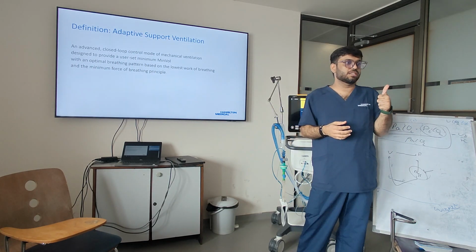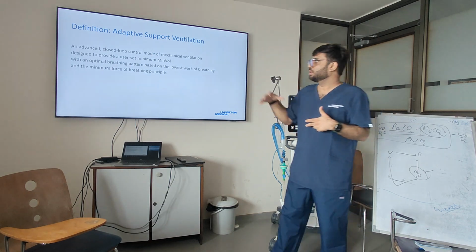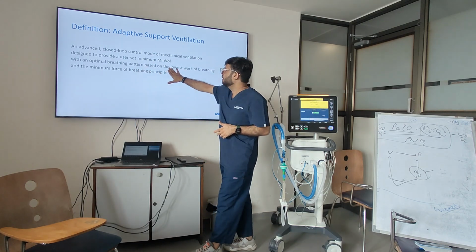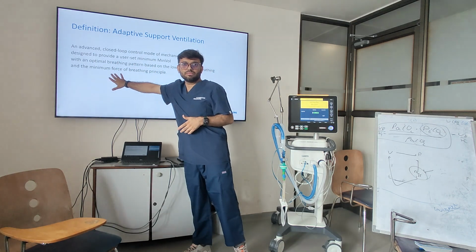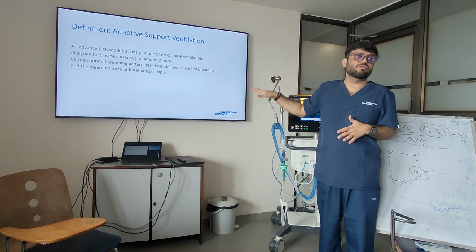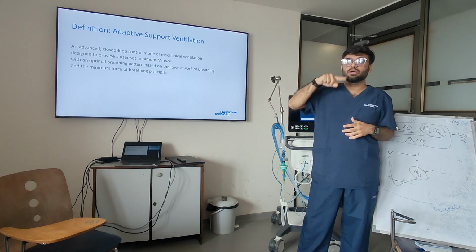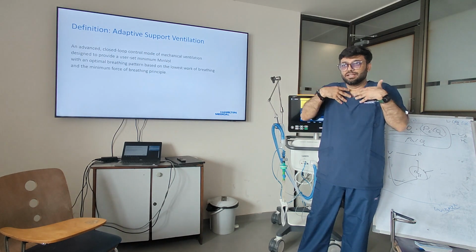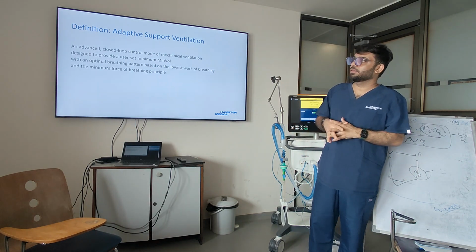The two equations we use are the Otis equation and the Mead equation. The Otis equation helps us get the optimal breathing pattern based on the lowest work of breathing, and the Mead equation helps us deliver that breath as per the minimum force of breathing. This is the principle behind ASV, and as I said, it is not completely closed loop. It is going to finish the loop, but again there is a physician here, as mentioned in the standalone ASV.